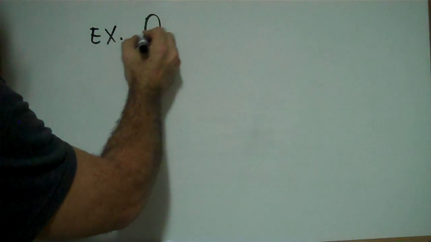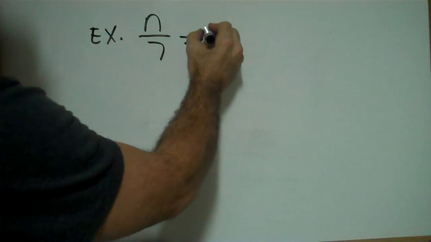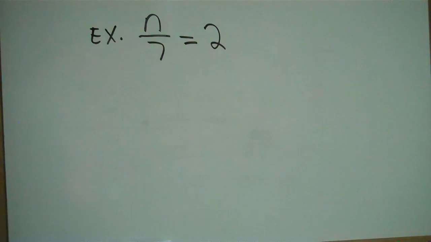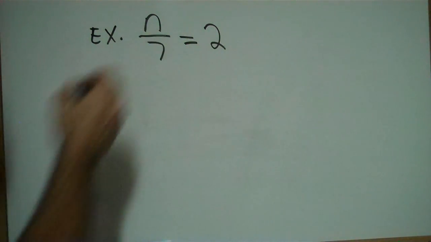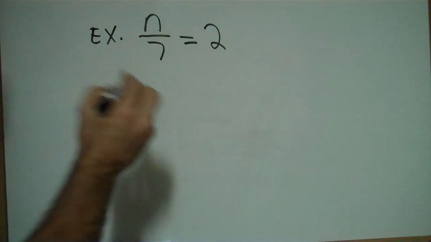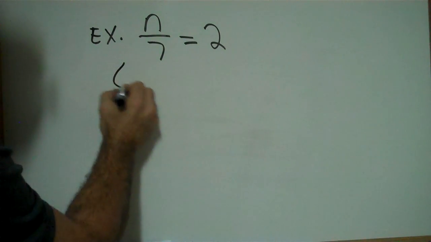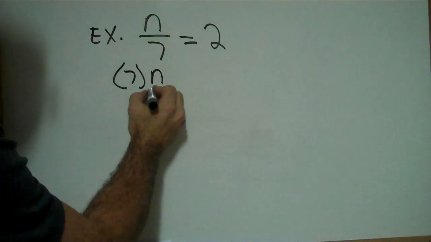Alright, this one I got n over 7 equal to 2. So that bar means division. So this is n divided by 7. To undo division and make that a 1n, I'm going to multiply both sides by 7.